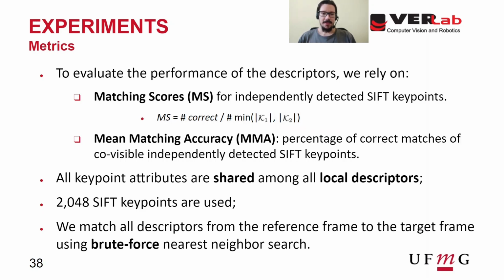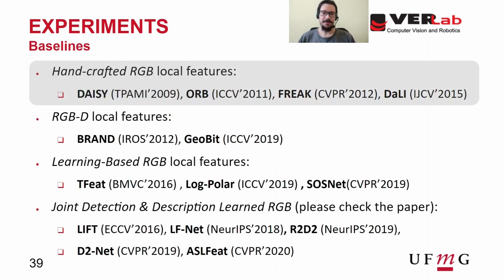The mean matching accuracy is the percentage of correct matches of co-visible key points in the image pair. It is worth mentioning that all key point attributes are shared among all local descriptors, and we detect at most 2048 SIFT key points for each frame. To match the descriptors, we use brute force nearest neighbor search.